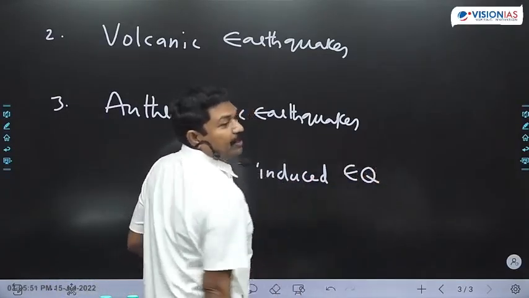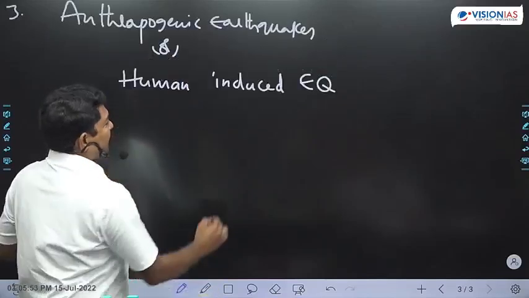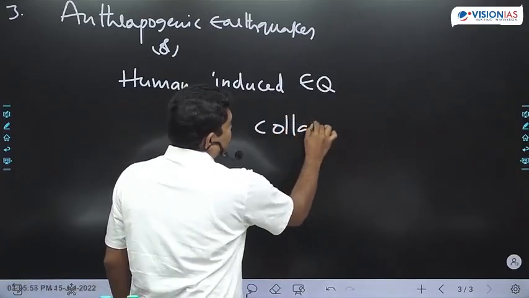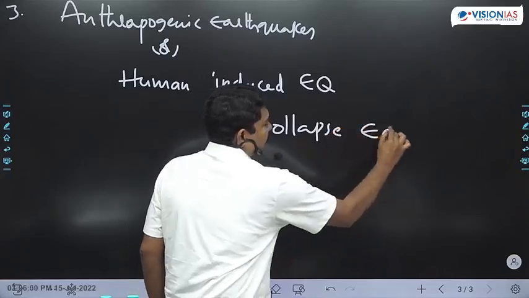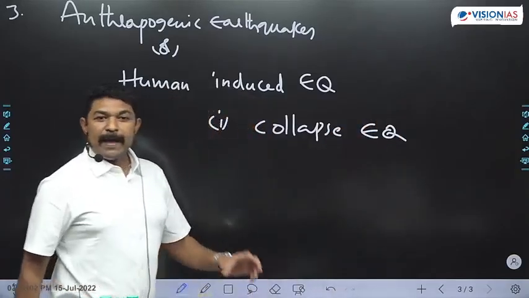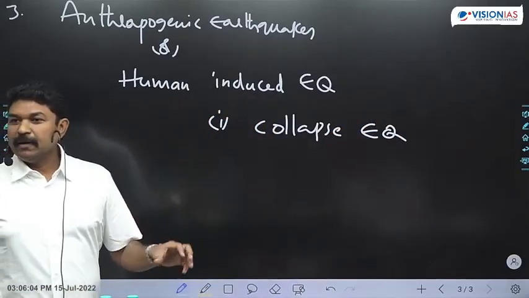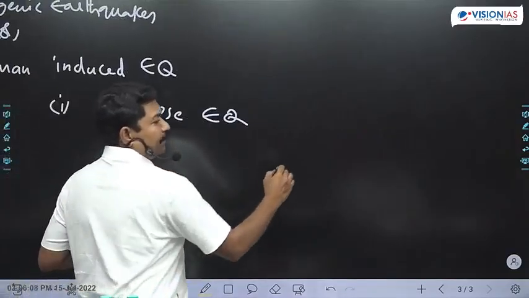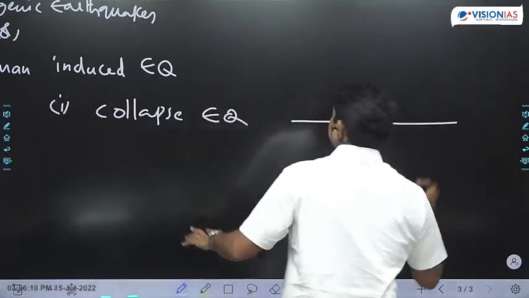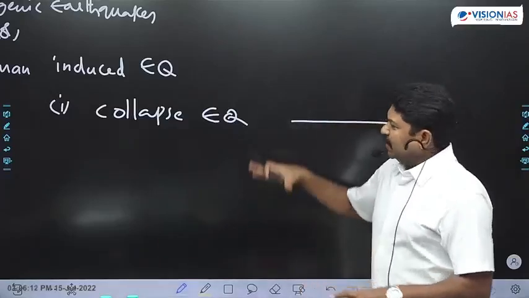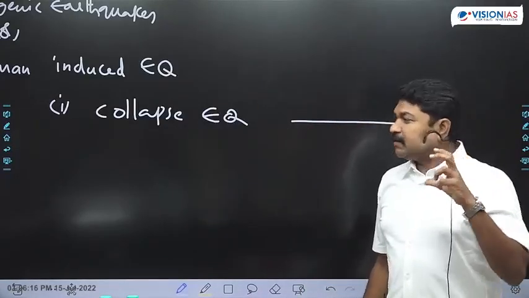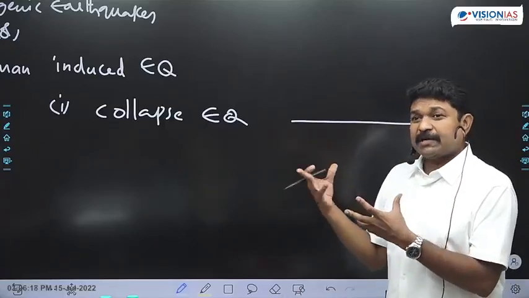What are the human-induced earthquakes? Number one is called collapse earthquake. What do you mean by collapse earthquakes? It is basically in the mining areas. Just give the heading and simply listen. I am going to discuss each and everything, okay? First, you need to get an understanding about this one. Conceptual clarity should be there.